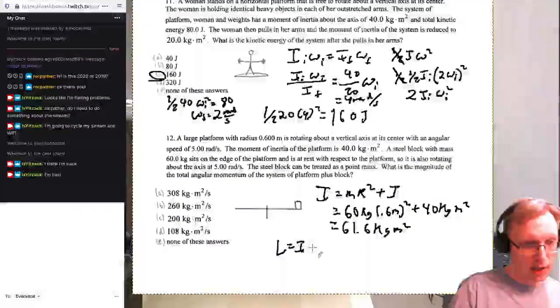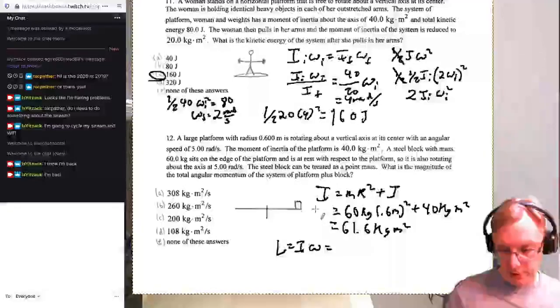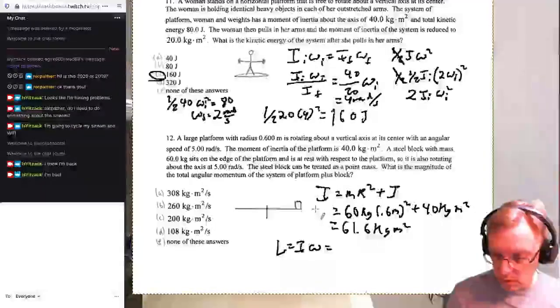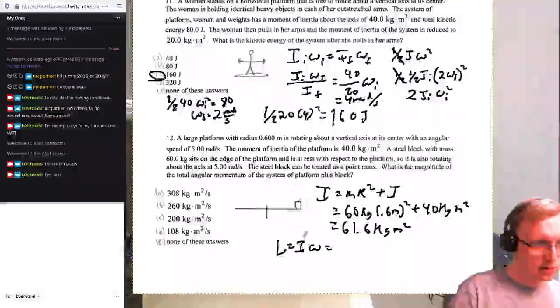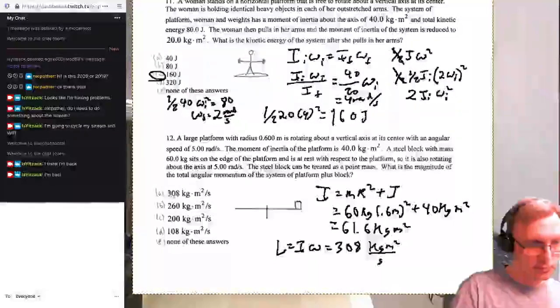L is I omega. The omega is 5 rads per second. So I'll just go ahead and type that in, times 5, 308 kilogram meters squared per second.